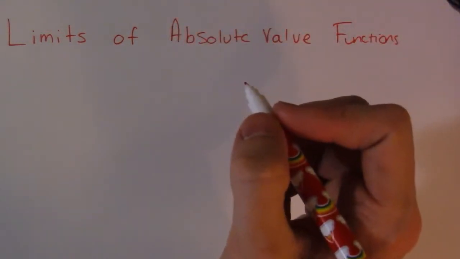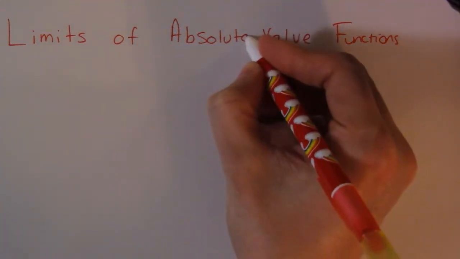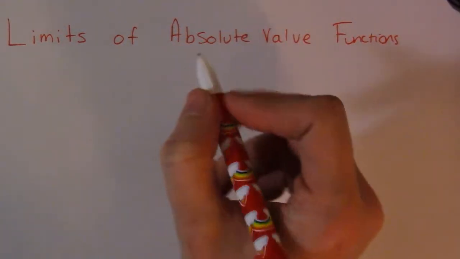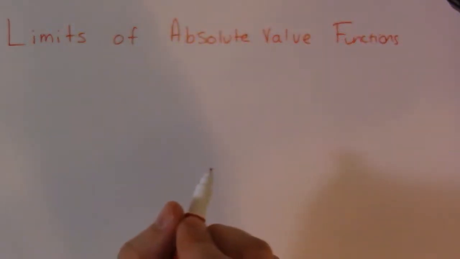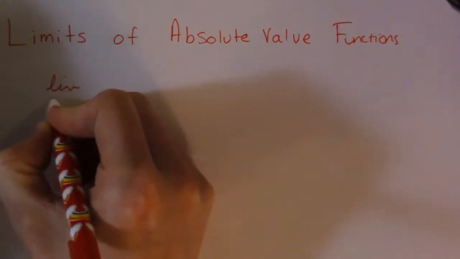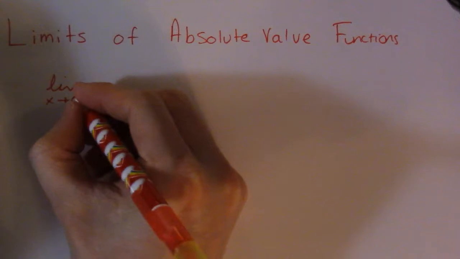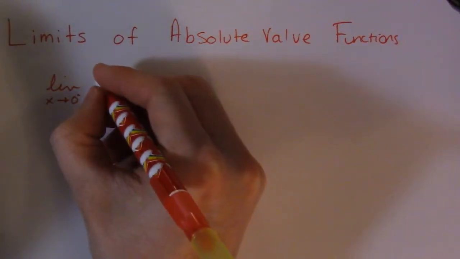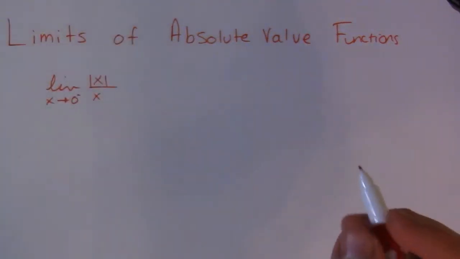This one is going to be on an easy but tricky topic, if that makes sense: the limit of absolute value functions. So let's just start with a really easy example. The limit as x goes to 0 from the left side of the absolute value of x over x.